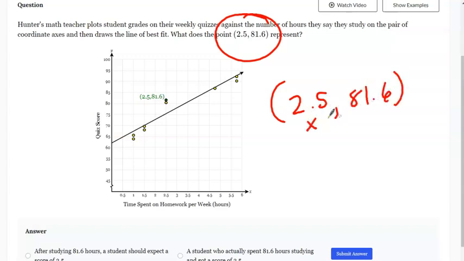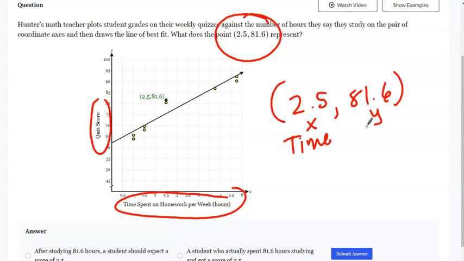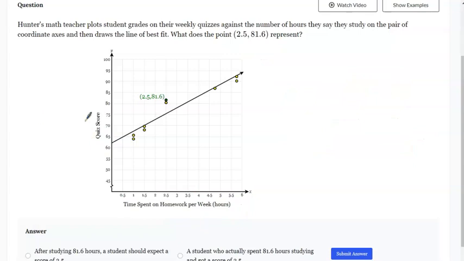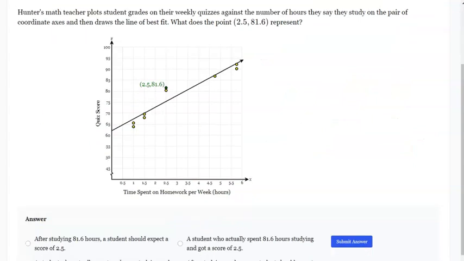Well, remember, this is the x value and this is the y value, and the x value represents time spent on homework, and the y value represents their quiz score. So if you were asked to interpret that meaning, then we can say we can expect a quiz score of 81.6 if you study for 2.5 hours. So let's take a look at our options down here.